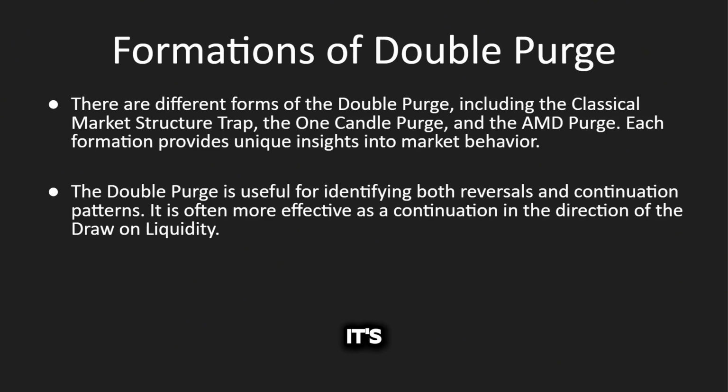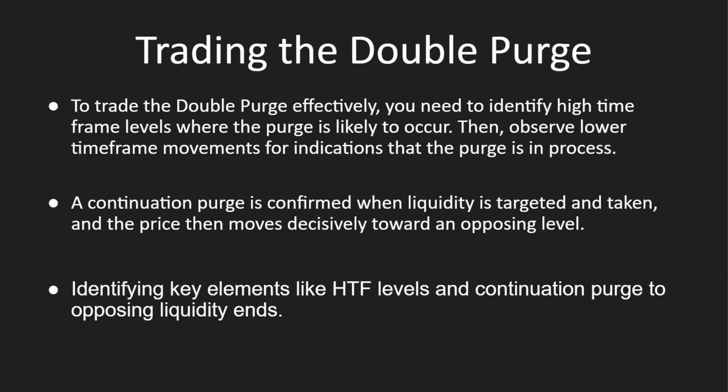The double purge is useful for identifying both reversals and continuation patterns. It's more effective as a continuation pattern in the direction of the draw on liquidity. To trade the double purge effectively, you need to identify the higher time frame levels where the purge is likely to occur, then observe lower time frame movements for indication that the purge is in process. A continuation purge is confirmed when liquidity is targeted and taken, and the price then moves decisively towards an opposing level. Identifying key elements like high time frame levels and continuation purges to opposing liquidity ends is very key.